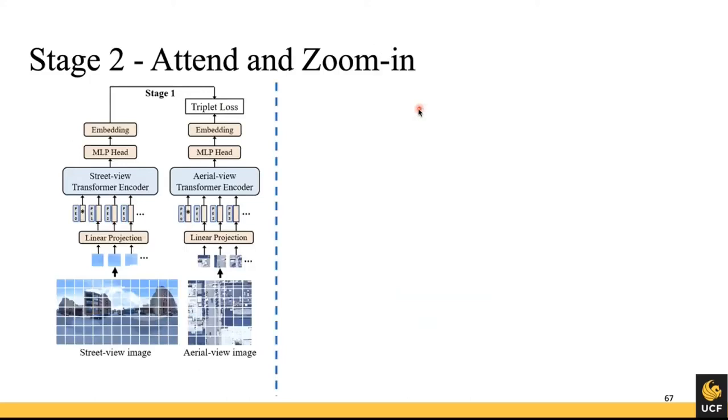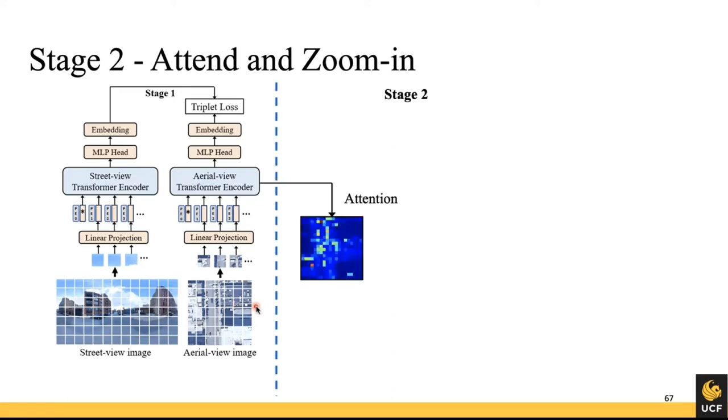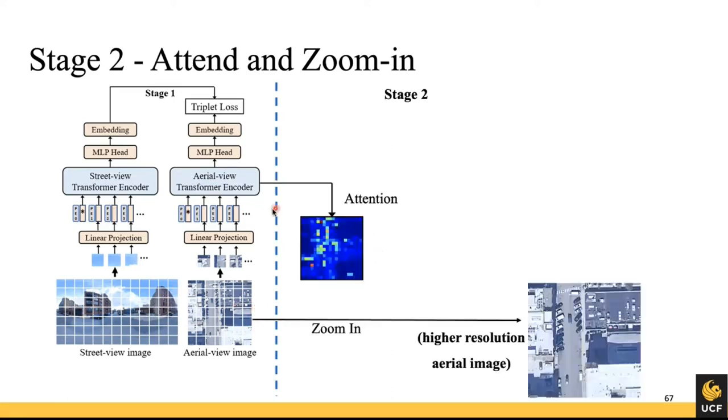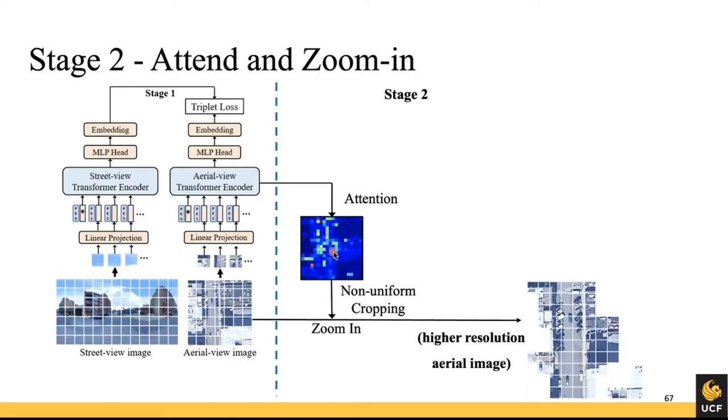At the second stage, we use the notion called attend and then zoom in. Just like how humans observe, we are able to find some useful information from the street view or the aerial view, so that we can see some clues that they are a matched pair. On the second stage, we generate the attention from the aerial view transformer encoder. So this is the attention map. We use this attention map to do some non-uniform cropping or patch selection. Basically, we select the patches that have high attention values, and we also use a higher resolution of the image.